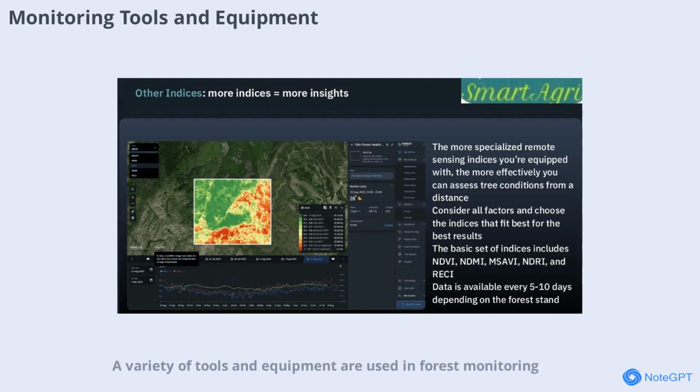A variety of tools and equipment are used in forest monitoring, from simple measuring tapes to advanced drones and sensors. Each tool serves a specific purpose, whether it's measuring tree growth, mapping terrain, or collecting environmental data. Choosing the right equipment depends on the goals and scale of the monitoring project.